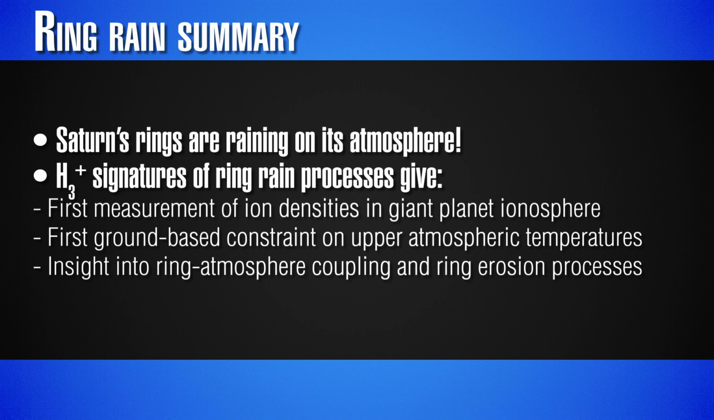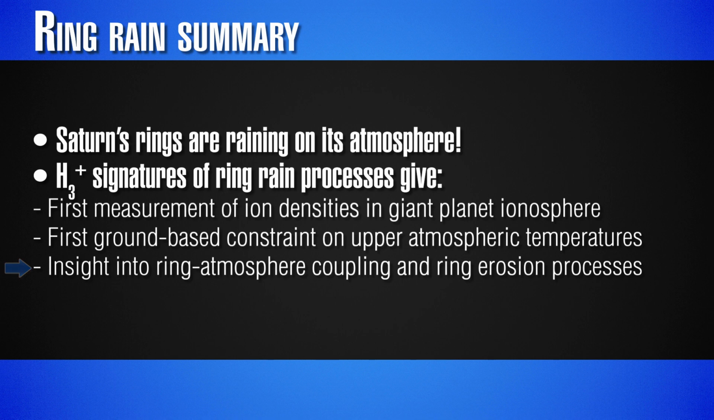So the signatures that tell us that this ring rain is happening primarily come from looking at the H3+ ion in Saturn's upper atmosphere. This measurement was the first time that ion densities in giant planet ionospheres at low latitudes were measured. And it's the first ground-based constraint on upper atmospheric temperatures. And finally, looking at the signature of H2+ gives a lot of insight into the ring-atmosphere coupling processes and into the mass loss of Saturn's rings, and therefore the ultimate lifetime of Saturn's rings.